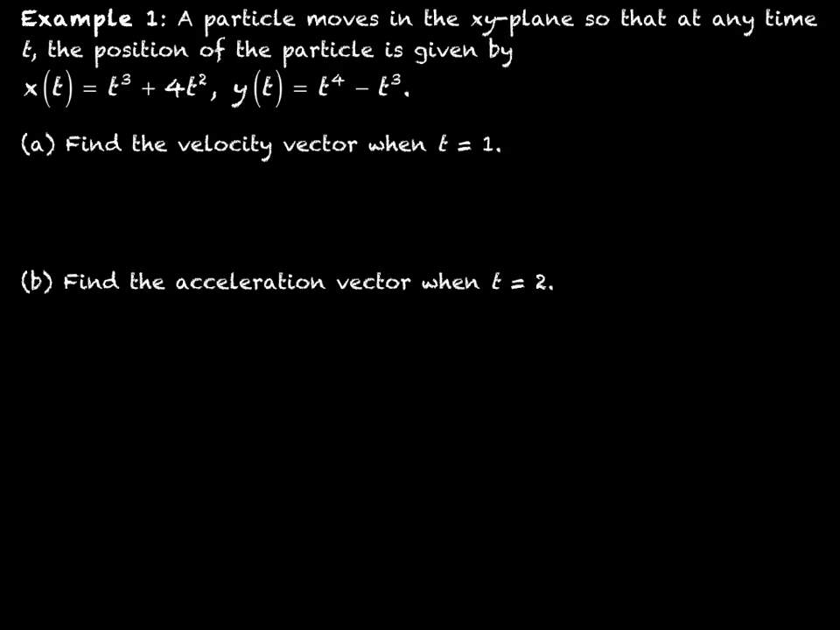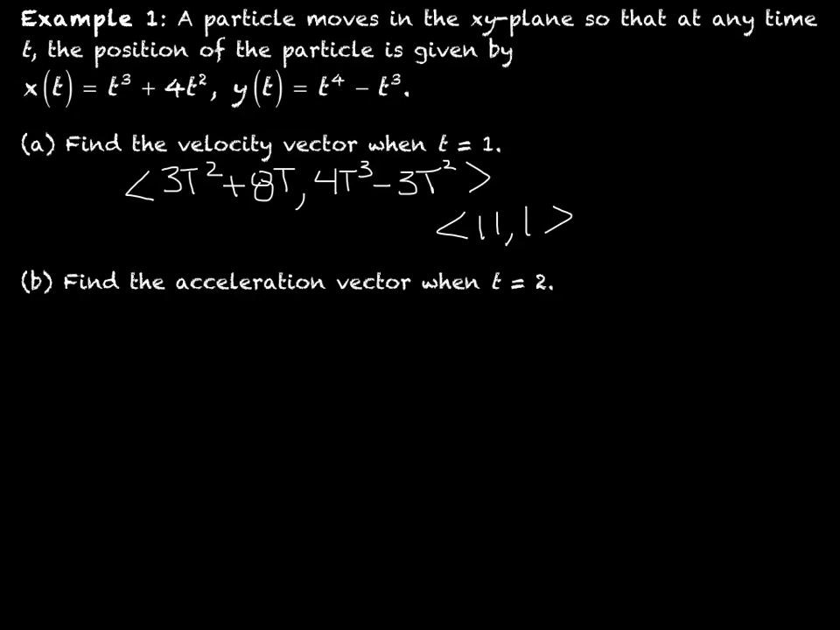The velocity is the derivative of the position, so therefore the velocity vector is simply going to be 3t squared plus 8t, comma 4t cubed minus 3t squared, and we want to plug in the time t equals 1. When we plug in 1, we're simply going to get 11, and then we're going to get 1. And so the velocity is 11, let's just say, meters per second in the x direction and 1 meter per second in the y direction.